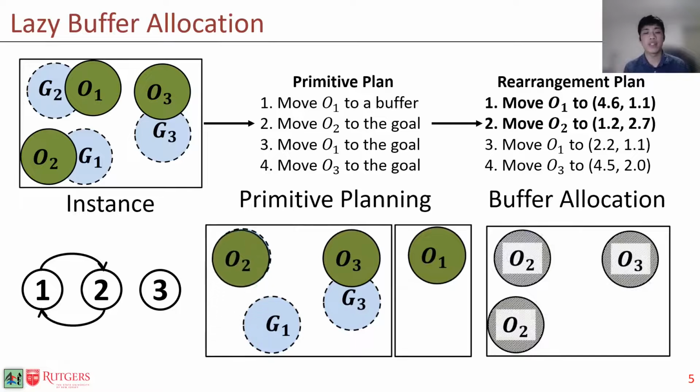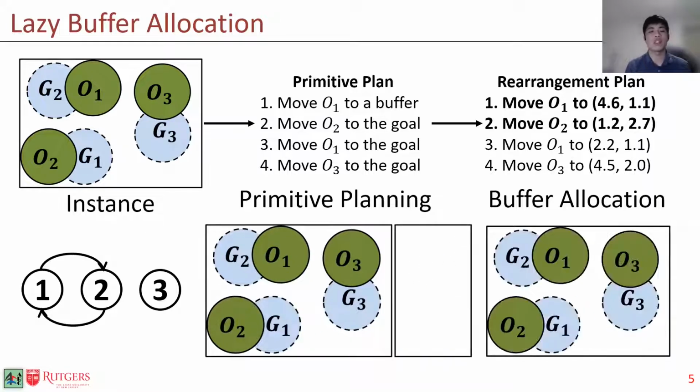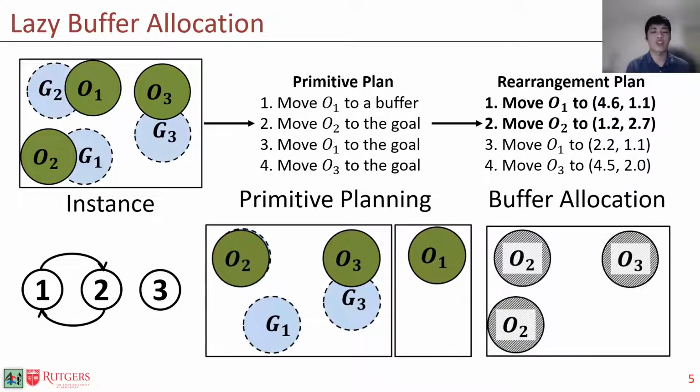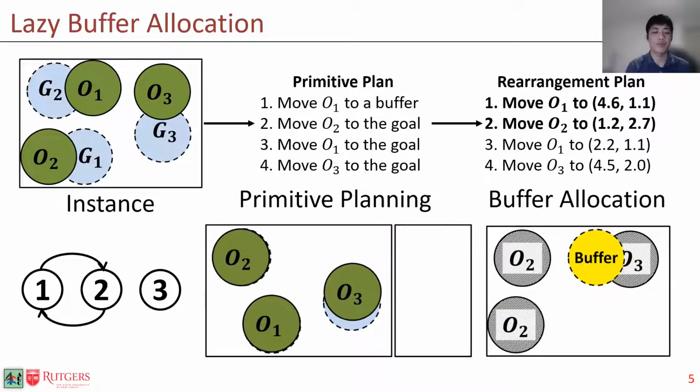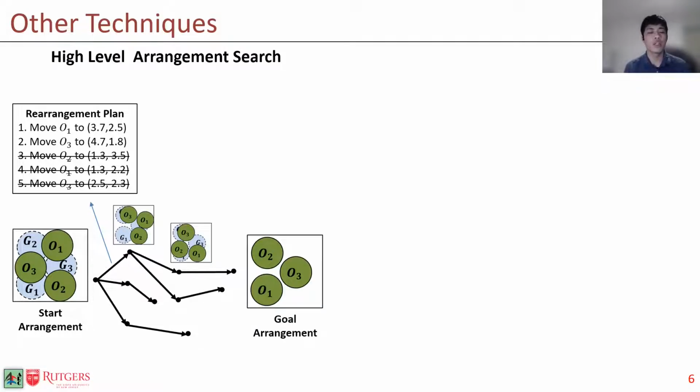In the second phase, we look for valid buffer locations inside the workspace, such that all the primitive actions are collision-free. We also introduced techniques to increase the efficiency and the robustness of our method. When there are no valid buffer locations for the primitive plan, we recover from failure by accepting partial plans. The goal arrangement can be found by maintaining a search tree.